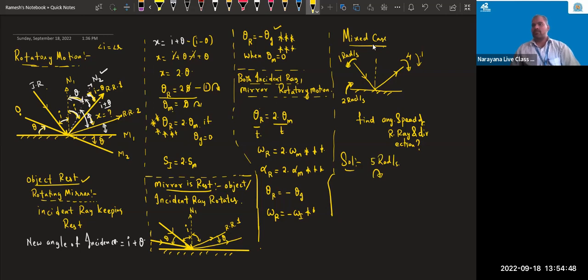Understood or not understood? Clear? One small practice problem I will give. Everyone has to answer correctly. No excuse. Because I explained the concept nicely and solved one practice problem nicely, I will not accept an incorrect answer. Listen to the question carefully. Ready?